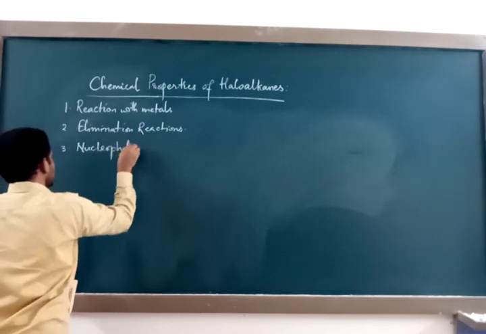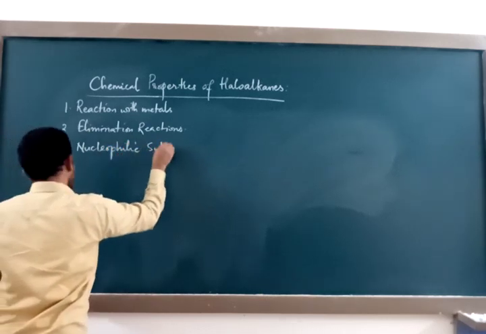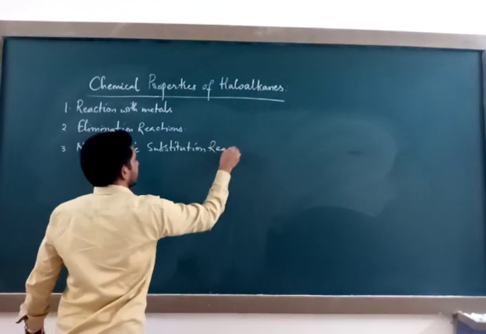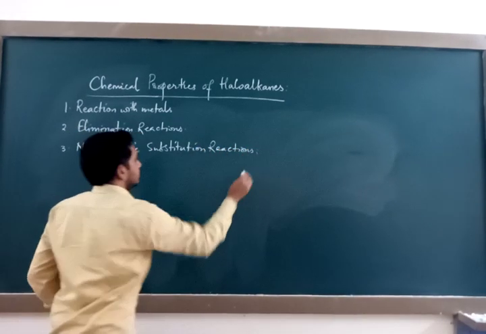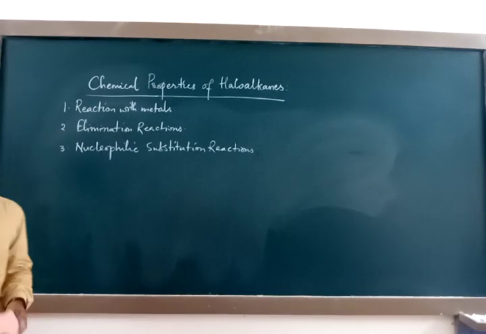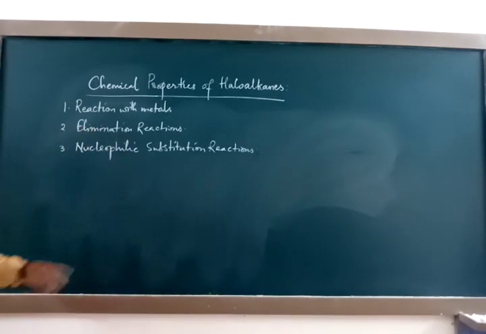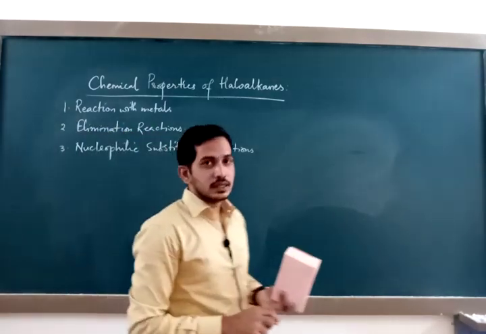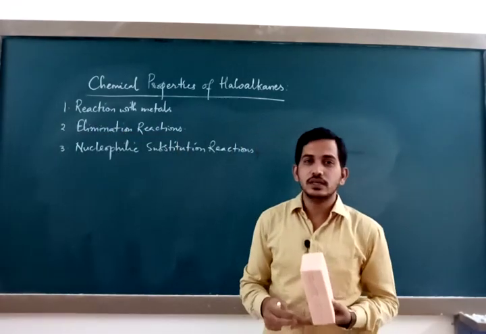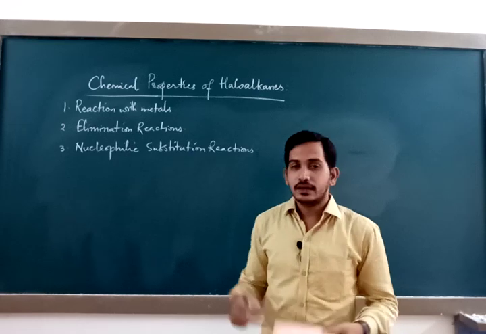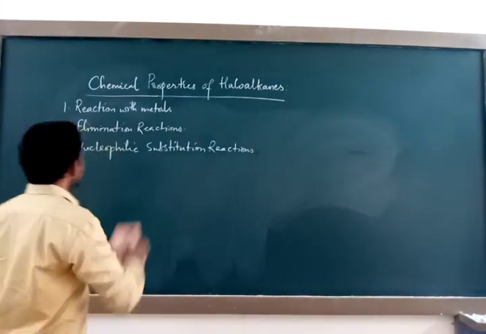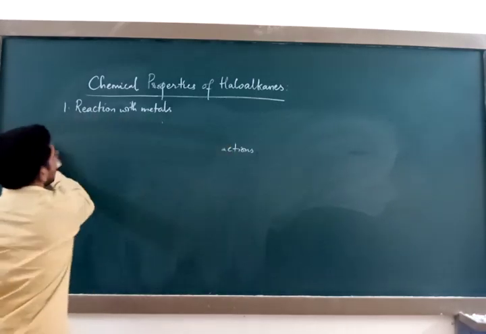nucleophilic substitution reactions. Haloalkanes show these 3 types of chemical reactions. The first one is reaction with metals, second is elimination reactions, the third one is nucleophilic substitution reactions. Whenever these two are dealt with, we shall explain them in detail. Now let us see only the first one, reaction with metals.